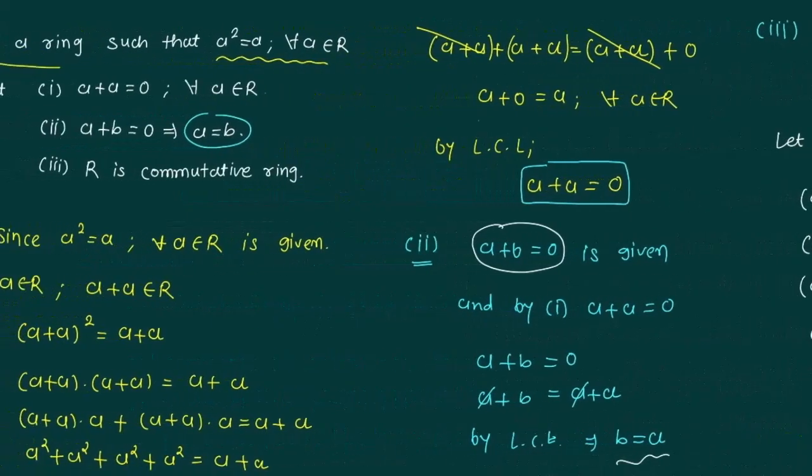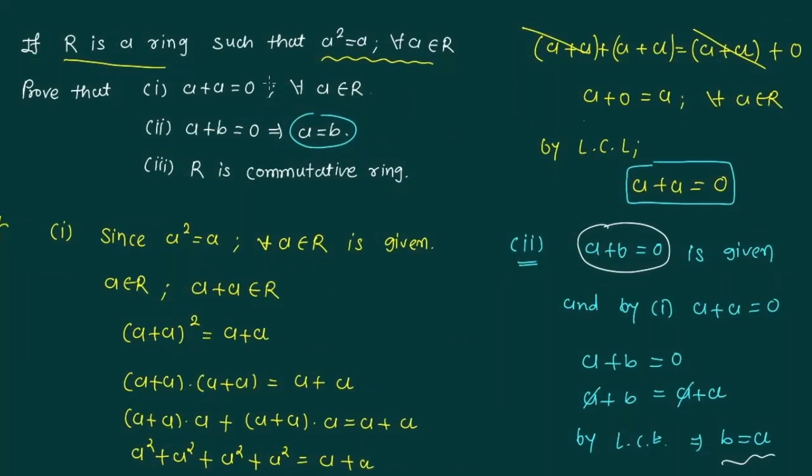And this is a condition: if it holds with the ring, then we can say that a plus a equal to 0. This means every element a is its own additive inverse, and if a plus b equal to 0 then a equal to b and a square equal to a, this implies R is a commutative ring.